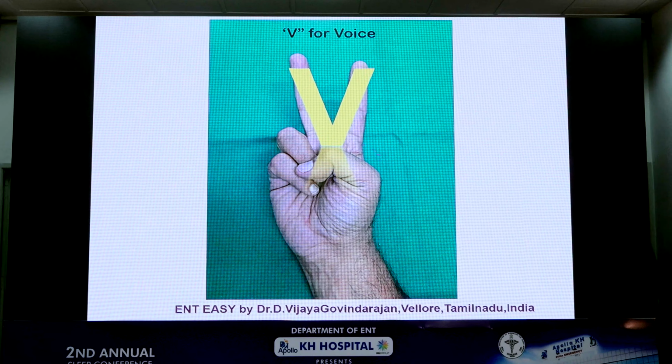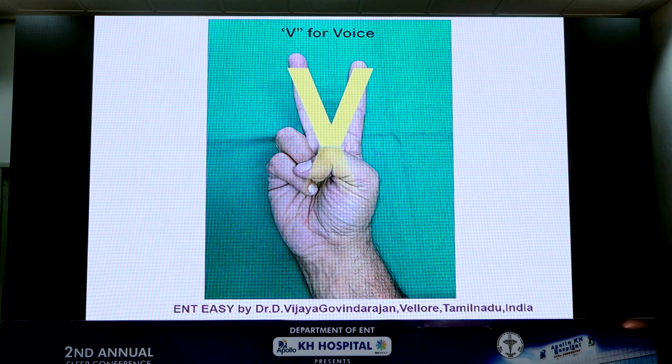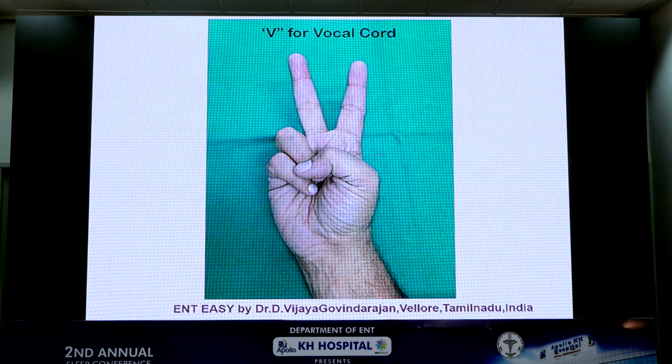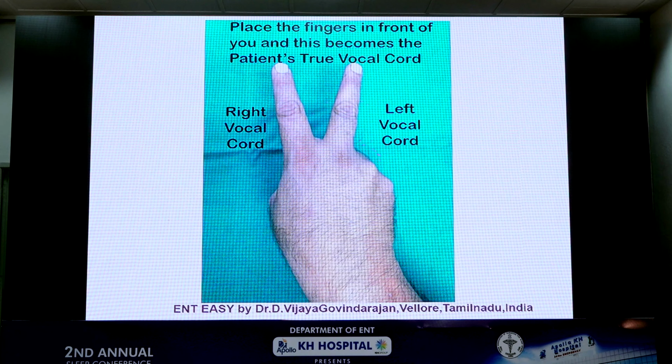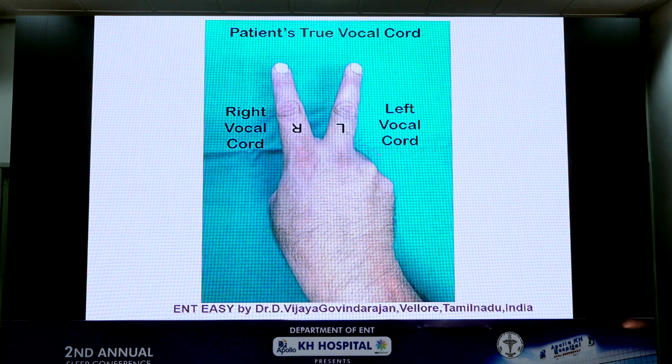So this is V for voice. We use a right hand, actually all of us use a right hand, there's no time, but you can simply try now. V for vocal cord, V for voice, and this becomes the patient's true vocal cord, and when you keep it towards you, this becomes ours, left side and right side, and when you turn it towards the patient who's sitting in front of you, it is the right side and left side for them.